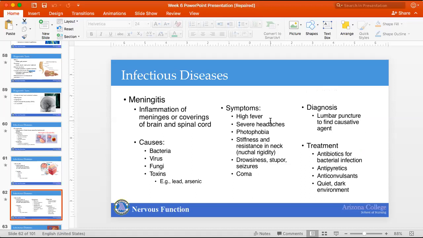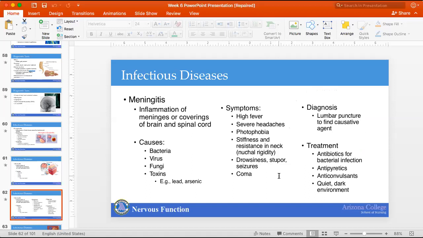Symptoms, you would look at high fever, severe headaches, photophobia, stiffness and resistance in the neck, or what they call nuchal rigidity. Nuchal just means neck. Drowsiness, stupor, seizures, and coma.